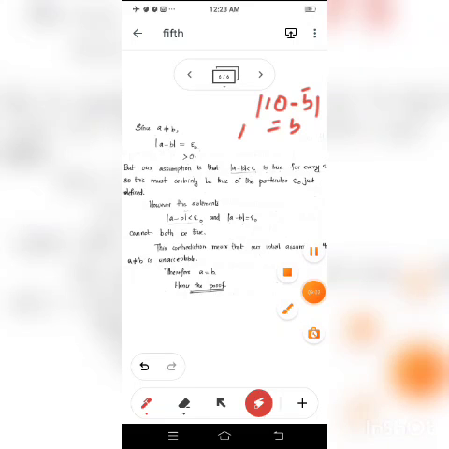So, we have proved that two real numbers a and b are equal if and only if for every epsilon greater than 0, it follows that modulus of a minus b less than epsilon.